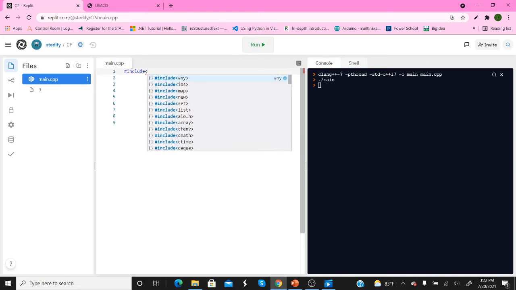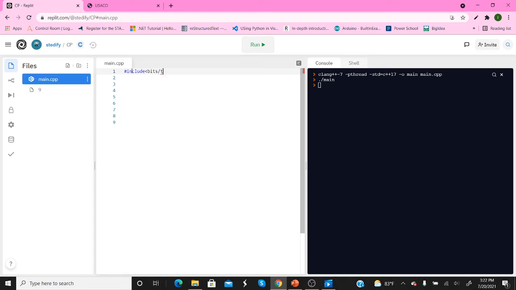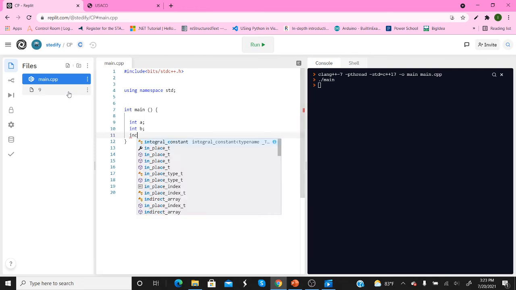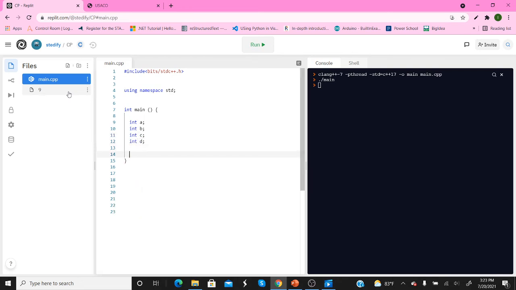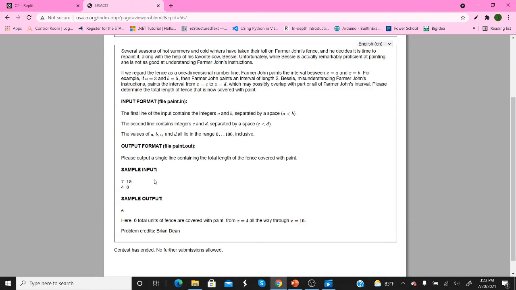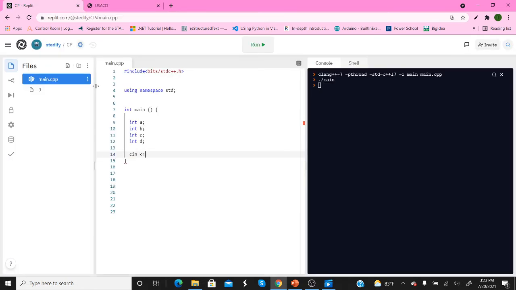We're going to include bits/stdc++.h. And if you don't know, this is the standard C++ library that people use for USACO and other competitive programming contests. Int main. All right, so first we want some variables. Int a, b, c, and d. So that's a, b, c, and d, and we're taking input. What's the input format? It's a and b on one line, c and d on the other, so that's just cin a and then b, and cin c and then d. That's our input format.